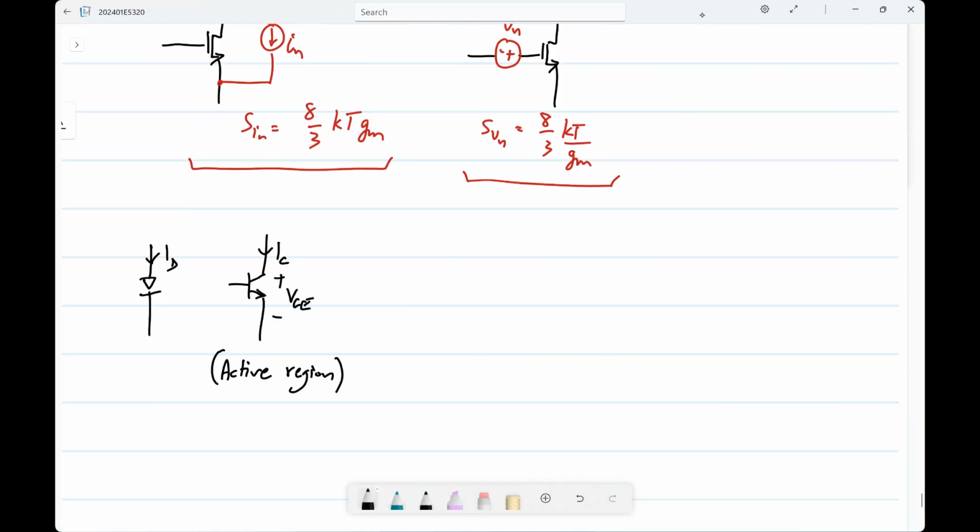Have you seen bipolar transistor models in the devices class? Or no? You have. Yeah, that's okay. But you've seen some model, right? You're aware of the small signal model of the bipolar transistor? What is it? It's the same thing as a MOS transistor, except you also have a resistor r-pi. That's all. Otherwise, it's the same.